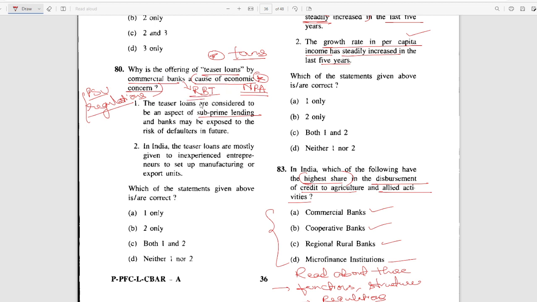So RBI is actually the regulator of the banks. So learn about the functions of RBI, and if there is any cause of economic concern, that need not just be related to economics, that can be anything. You have to read that. For example, NPAs of the banks were a cause of economic concern. Recently, certain banks in the United States failed. You have to read why they failed, and what steps the Indian central bank is taking to ensure that the same thing doesn't happen in India.